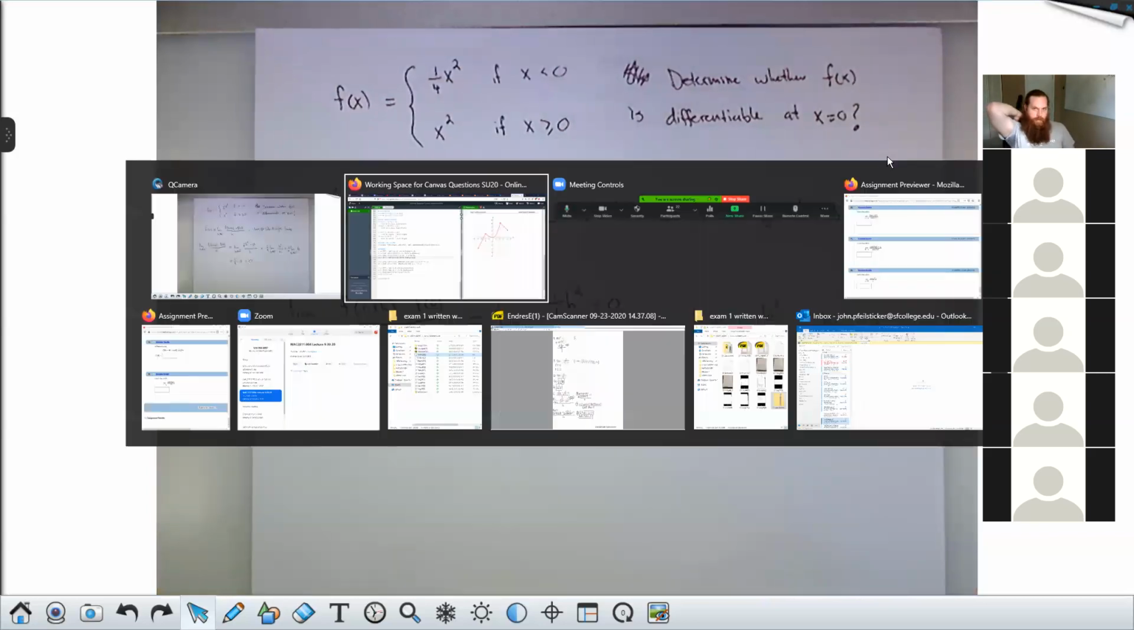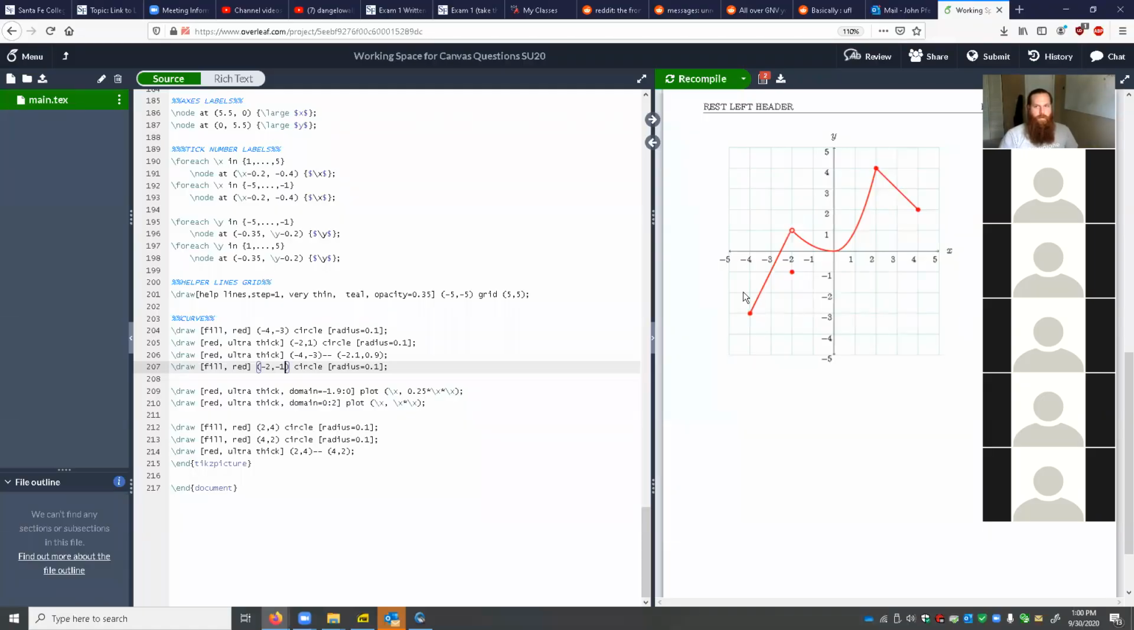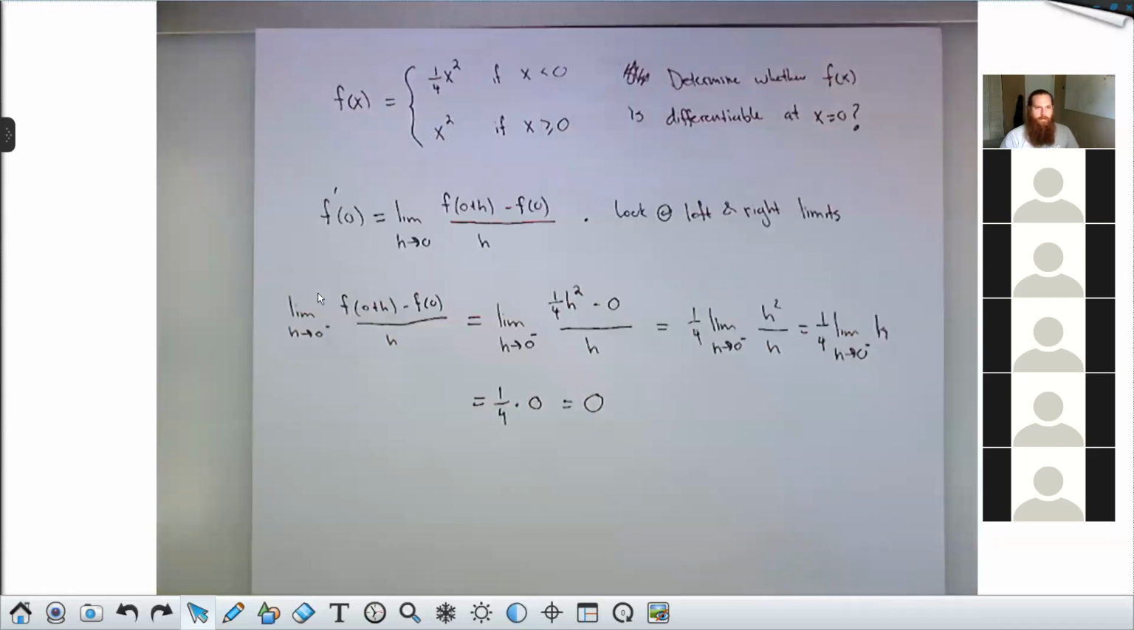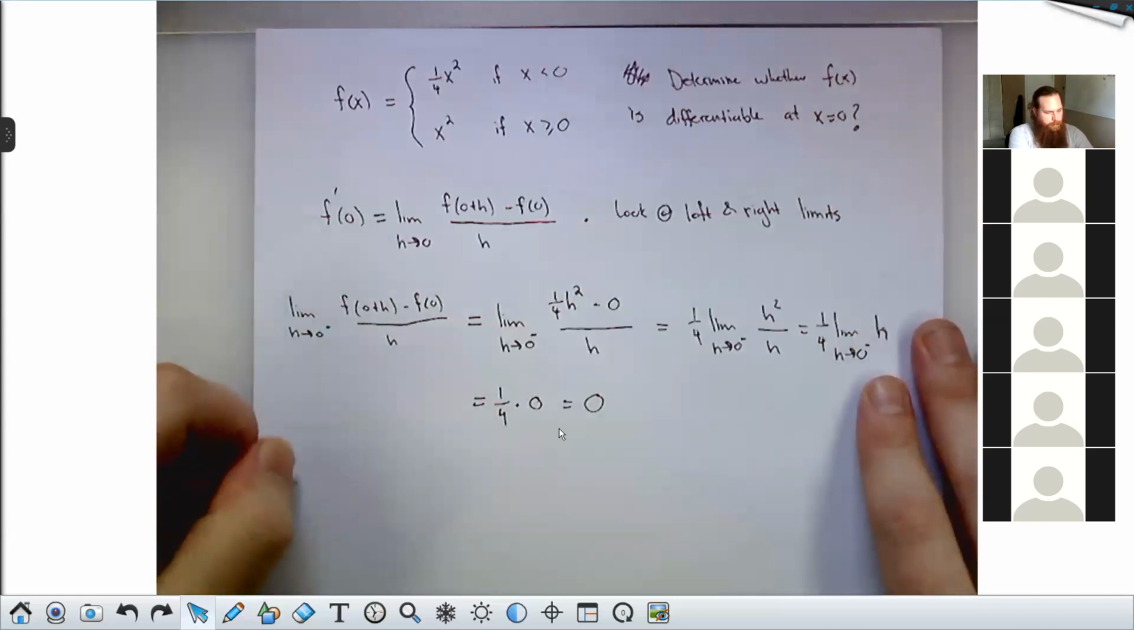So in other words, if you're looking at this graph, the tangent line as you approach 0 is going towards having slope 0. And the question is, does it do the same thing from the other side? So we've calculated the limit that would define f prime of 0 from the left. We found that that limit is 0. What about from the right?